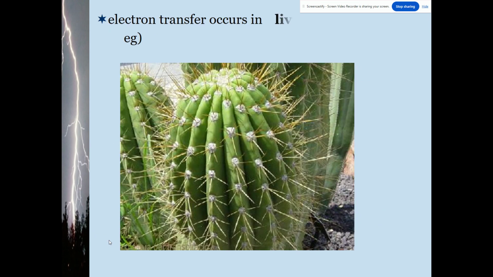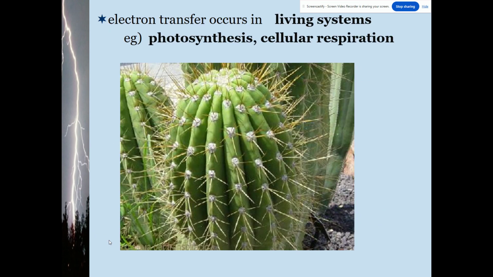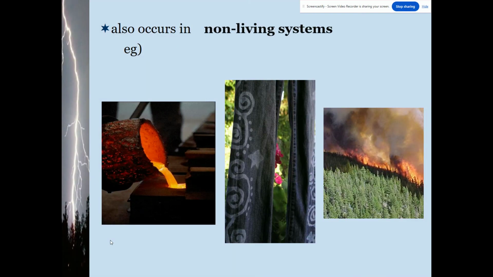So some examples where electron transfers or redox reactions happen in living systems are photosynthesis and cellular respiration. If you remember those reactions back from the thermochemistry unit, electron transfers are happening. Those are redox reactions. Same with some non-living systems like combustion, a hydrocarbon combustion reaction, bleaching, which is a type of composition reaction, and metallurgy, which is a type of decomposition reaction. Those also are redox reactions.